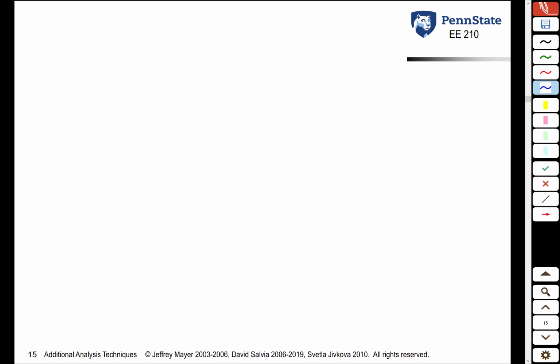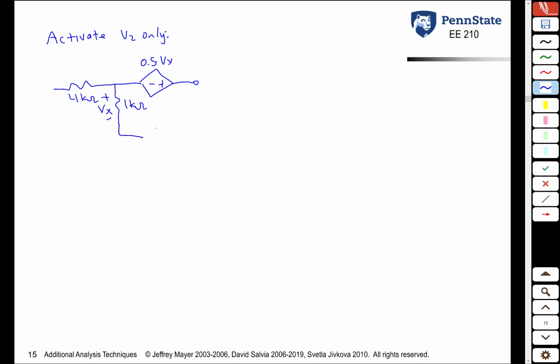Finally, we want to activate V2 only. So we redraw the circuit a third time. We still have our two resistors, 4 kilo ohm, 1 kilo ohm. The voltage across the 1 kilo ohm resistor is this controlling voltage Vx. We still have our dependent source, 0.5 Vx. Now, this third source is present, V2.